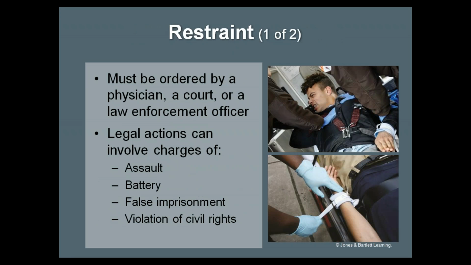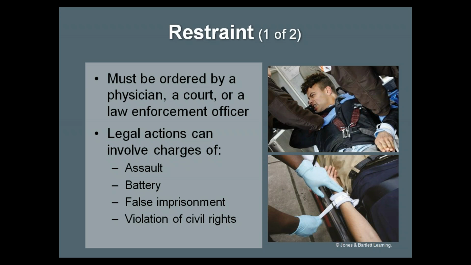Restraints. Again, we kind of hit the medical restraints, but they must be ordered by a physician, court order, or law enforcement officer. Like for us, it's more an SOP. It's a safety issue. So I don't want to say KCFR SOP because this is a National Registry class, but go through and make sure you understand what you can and cannot do with our restraints. The huge thing I recommend is documentation. If you're going to use those, make sure you understand what you need to document.